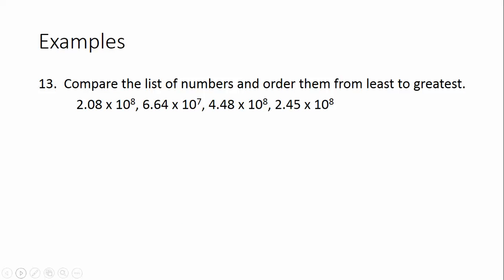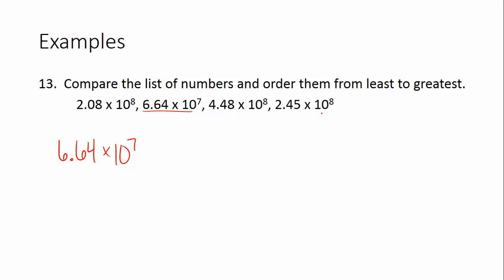Finally, we need to be able to compare numbers in scientific notation. So it says to order them from least to greatest. The first place you should check is the exponent. So obviously smaller exponents are smaller numbers. So the first number in this list is going to be the 6.64 times 10 to the 7th.